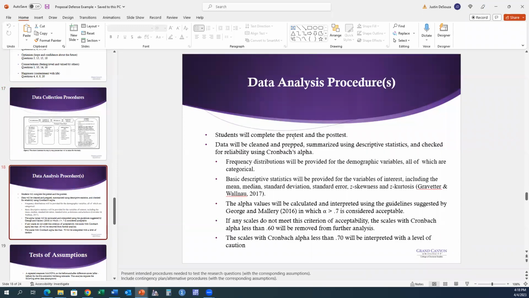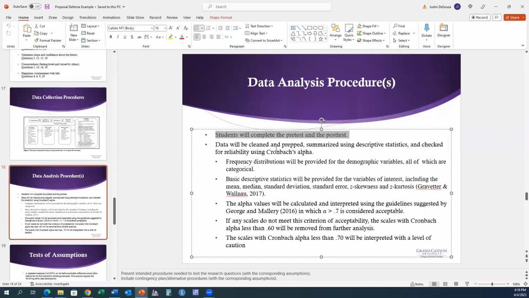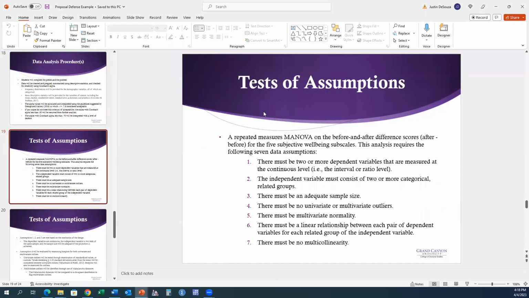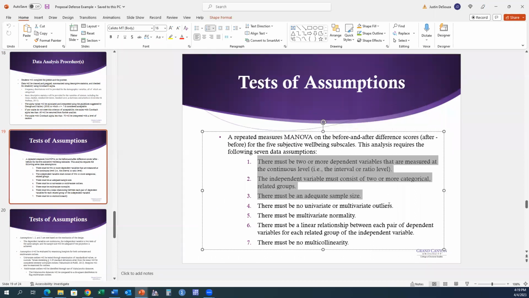Then data analysis procedures. Okay, so discussing students completing the pre and post, and then reporting descriptive statistics. And then discussing reliability, and then testing assumptions. So I don't always see this on a defense presentation. I think this is a little too detailed, but you can briefly discuss all the assumptions that are going to be verified. So this person was running a repeated measures MANOVA, and they went step by step through all 7 assumptions.